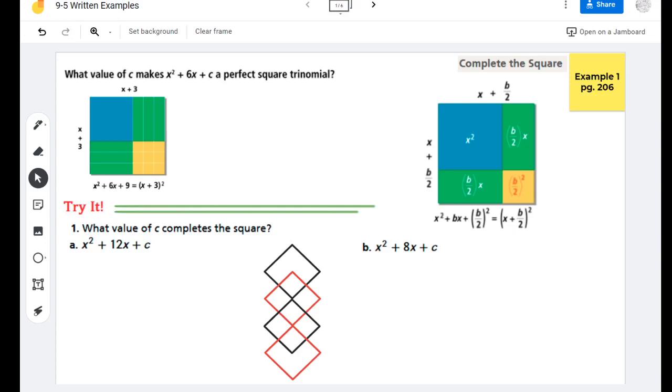In today's video, I'm covering example 1 from section 9-5 in the SavvasRealize Algebra 1 textbook. The goal of today's video is to complete the square, or at least to understand what it means to complete the square.